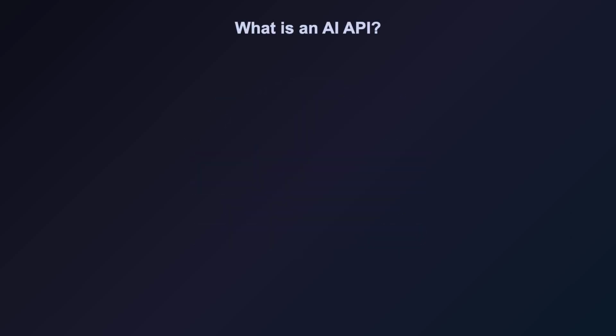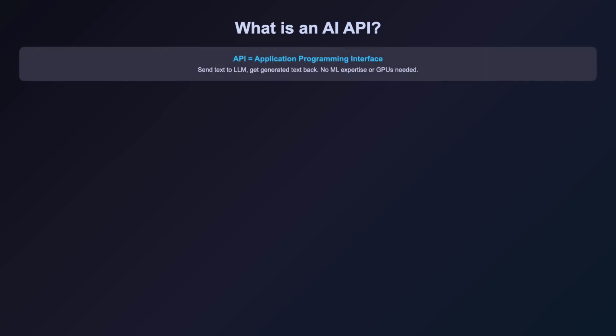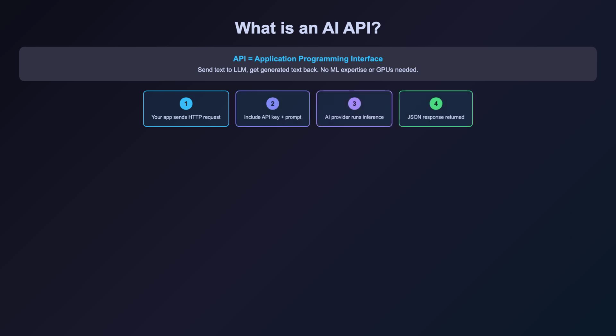Let's start with the basics. What exactly is an AI API? API stands for Application Programming Interface. It's a way for your code to communicate with another service. You send a request, they send a response. An AI API specifically lets you send text to a large language model and get generated text back. You don't need to understand neural networks. You don't need expensive GPUs. You just need an API key and an internet connection.